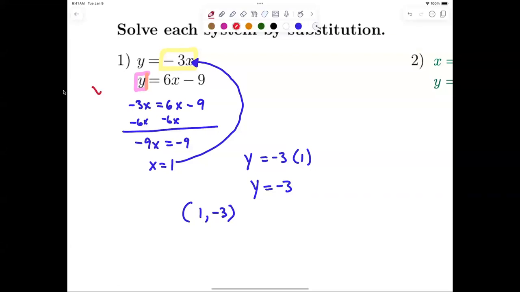Say that again. You type in negative 3x for y1 and 6x minus 9 for y2. Then you graph it. Now, Palmer, you weren't here yesterday, so you don't know how to use the calculator. That's why you're going to go home tonight and watch the video, and it'll explain exactly how to do it.